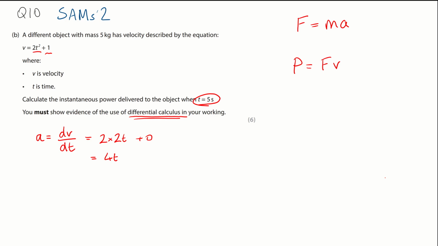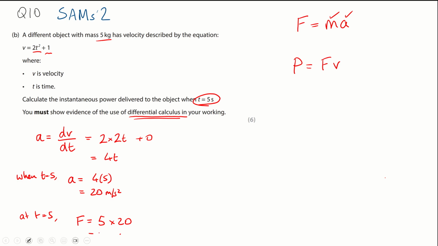So what is the acceleration when t is equal to 5 seconds? When t equals 5, acceleration is going to be 4 times 5, which is 20 meters per second squared. So here we've got our A and we've got our M, don't we? Because remember that was 5 kilograms. So at time equals 5, our force is going to be our mass times acceleration, 5 kilograms times 20, giving us 100 newtons, as a force.